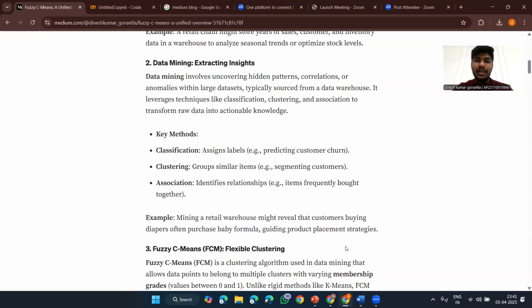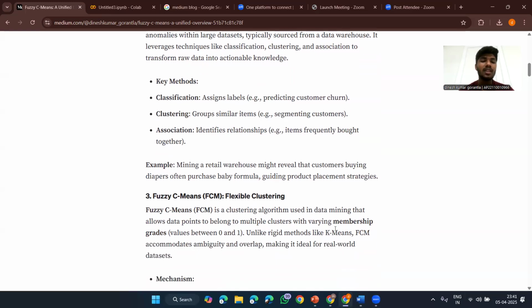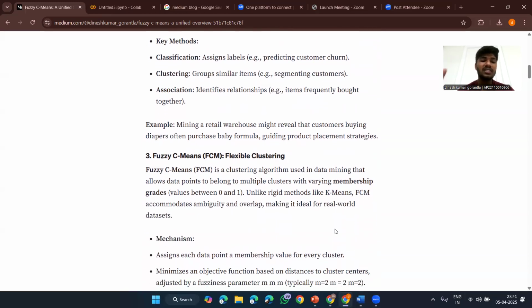The example: mining a retail warehouse might reveal that customers buying diapers often purchase baby formula, guiding product placement strategies. And now we will go into fuzzy C means.